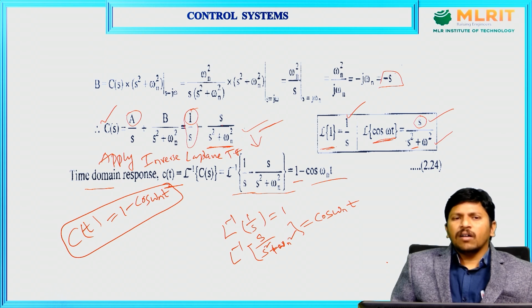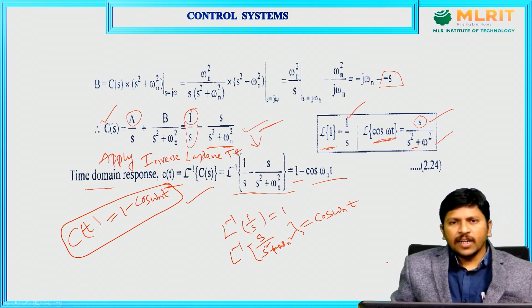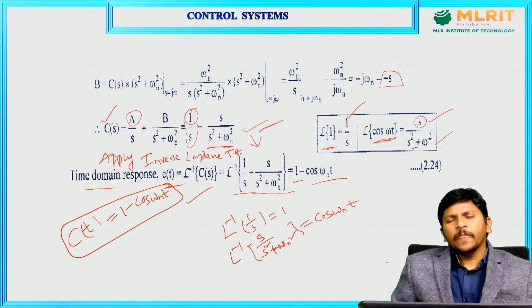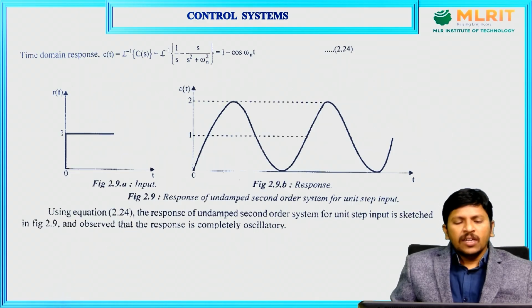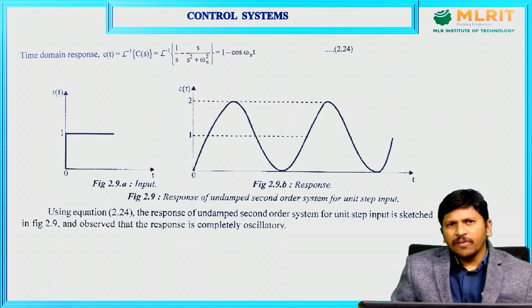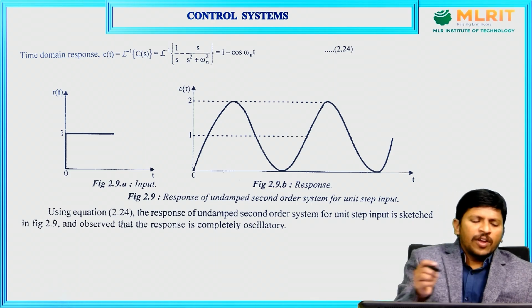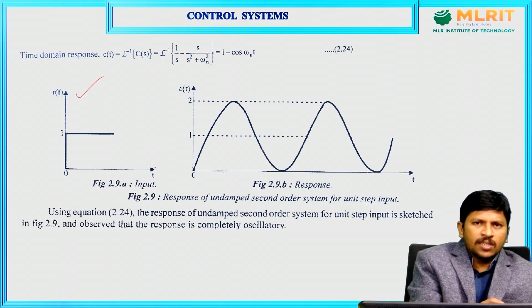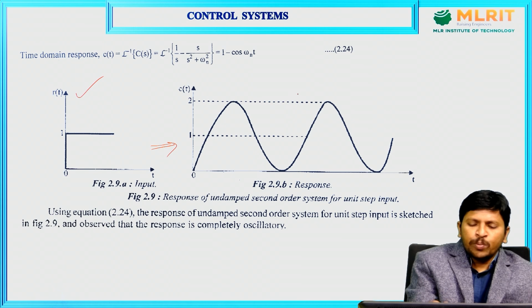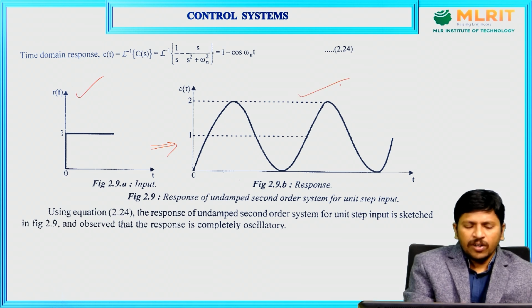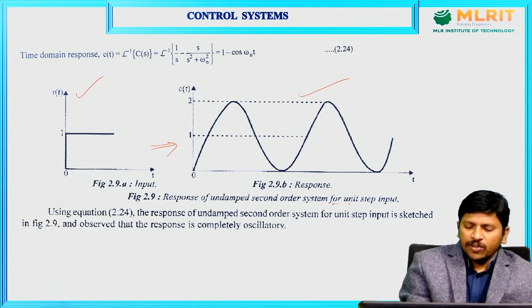This is the response or output of the second order system when we apply the unit step input, right? Coming to the graph, observe when the input is a unit step. This is the unit step signal. When we apply it to an undamped system, we get this output. This is our response to a unit step: the response of an undamped second order system for unit step input.